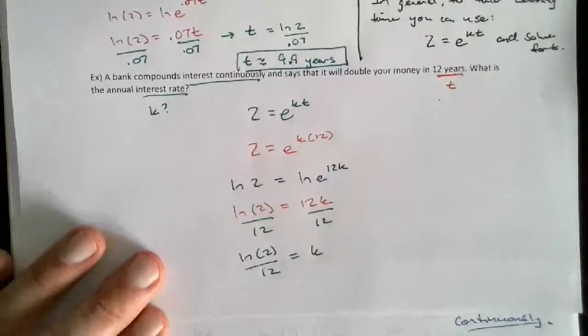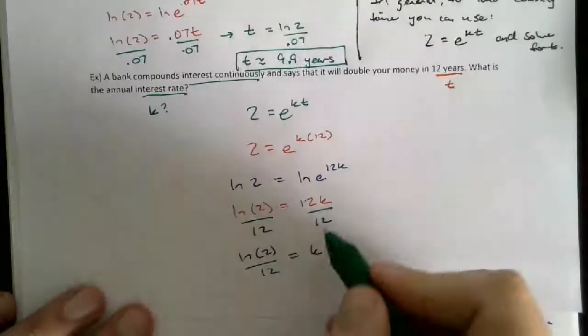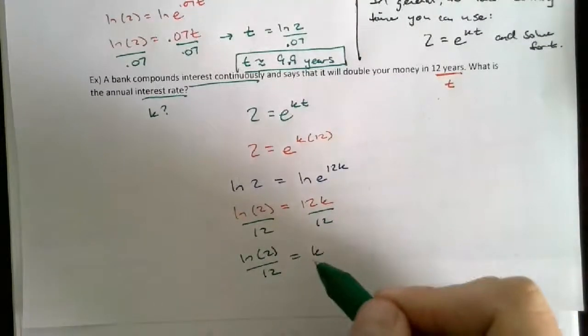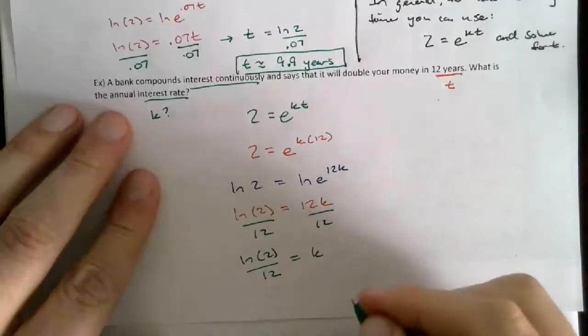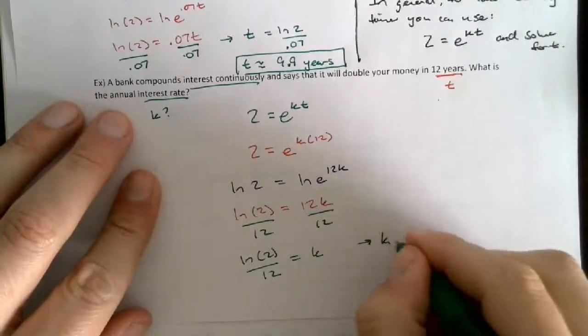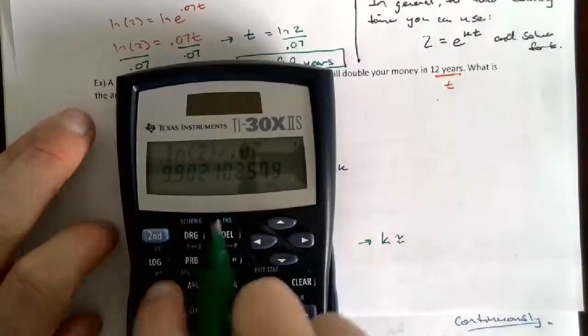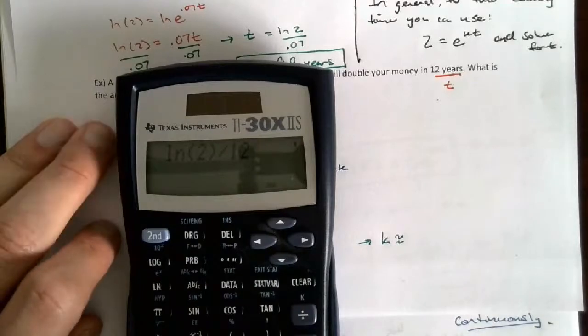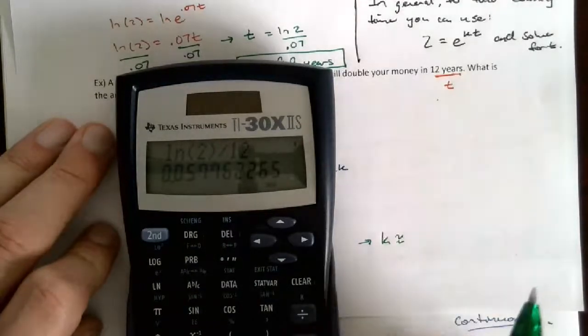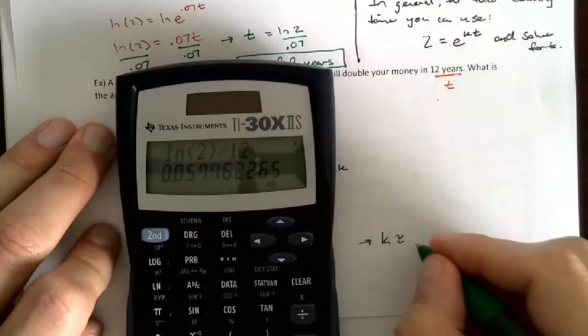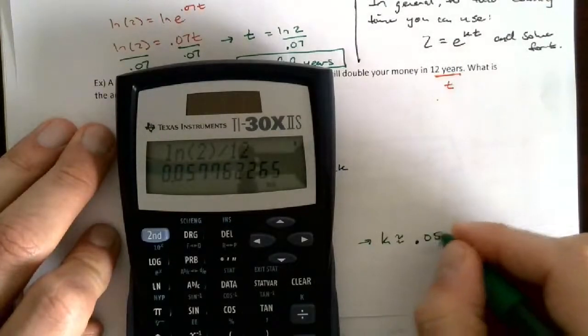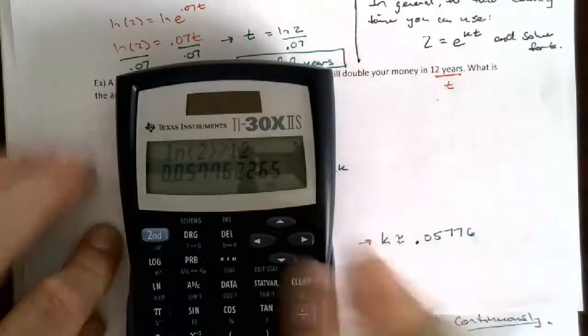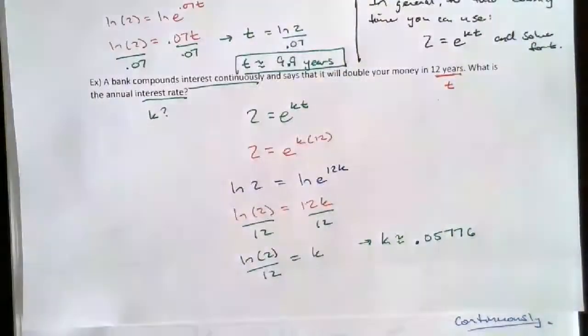If we were going to approximate this, right, so we divided both sides by 12 here, we want to use our calculator. So k is approximately, if I use natural log of 2 divided by 12, I get 0.05776. So k is approximately 0.05776. Now, they asked us to find the interest rate.